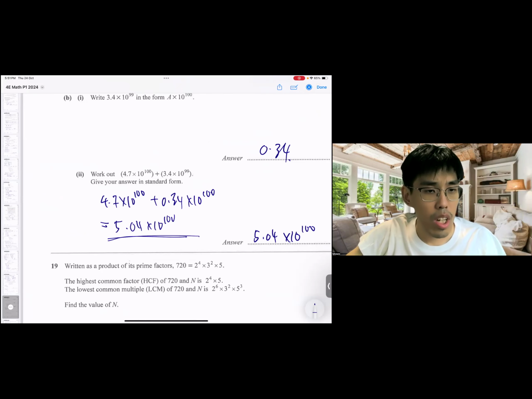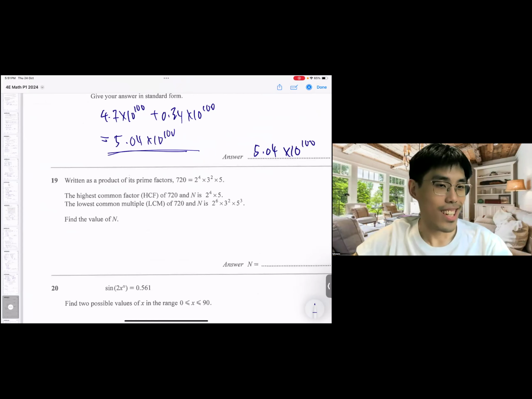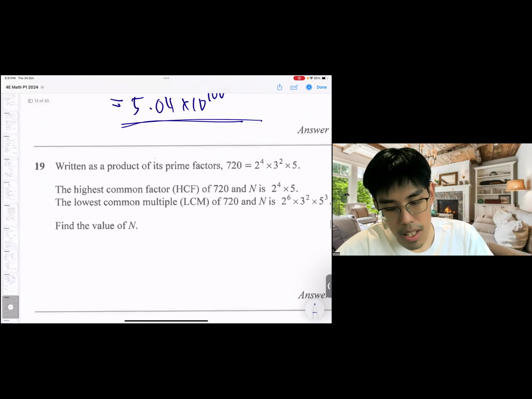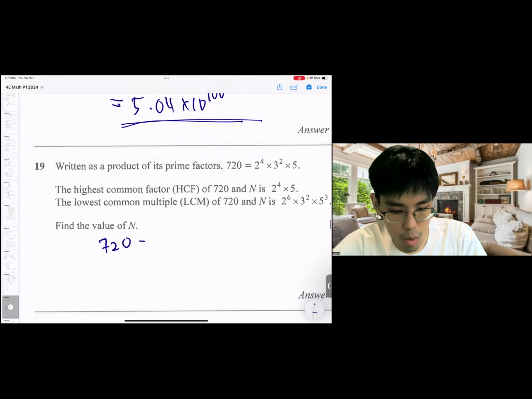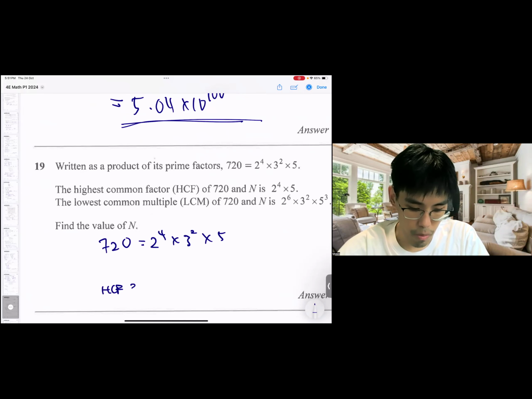Or, next. Yay, LCM, HCF, my favorite stuff. Okay. Product of 5 factors, 720, HCF, LCM. Okay, let's write down everything first. So 720 is 2^4 times 3^2 times 5. Highest common factor. And lowest common multiple.